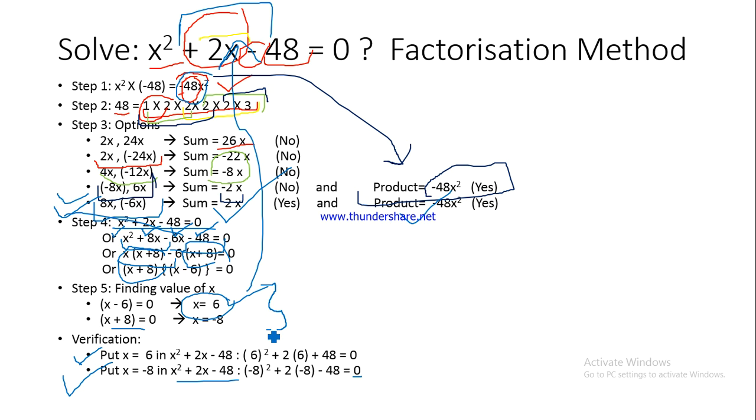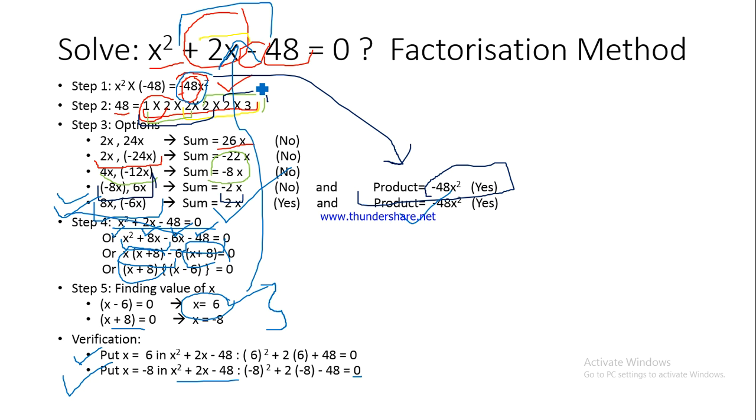Is this okay? So this is how we go about it as far as those equations are concerned in which there might be a negative number. In this particular case, the negative number was minus 48. So this is how you go about solving these kinds of equations.